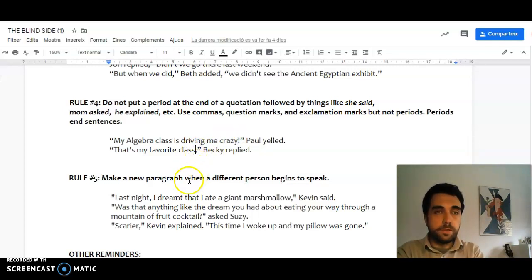All right. Rule number 5. Make a new paragraph when a different person begins to speak. "Last night I dreamed that I ate a giant marshmallow," Kevin said. "Was that anything like the dream you had about eating your way through a mountain of fruit cocktail?" asked Susie. Because Susie started speaking, yes? So we must start a new paragraph because a new character speaks after Kevin. So it's going in a new paragraph, all right? And with a capital letter, obviously.